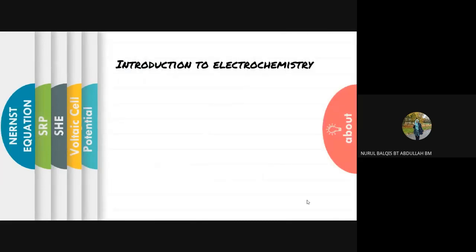Now, for introductions to chemistry, benda yang sama lah. We want to learn about electro comes from electricity. Chemistry comes from chemical reactions. So we have the interconversions between electricity and chemical reactions. So when we have chemical reactions, we want to generate electricity. We have the setup of Voltaic cell. Dari chemical reactions nak buat electricity, dia berlaku secara spontaneous. So sebab tu kita panggil spontaneous reactions because it happens naturally. Mesti ada benda lah untuk dia happens naturally tu.